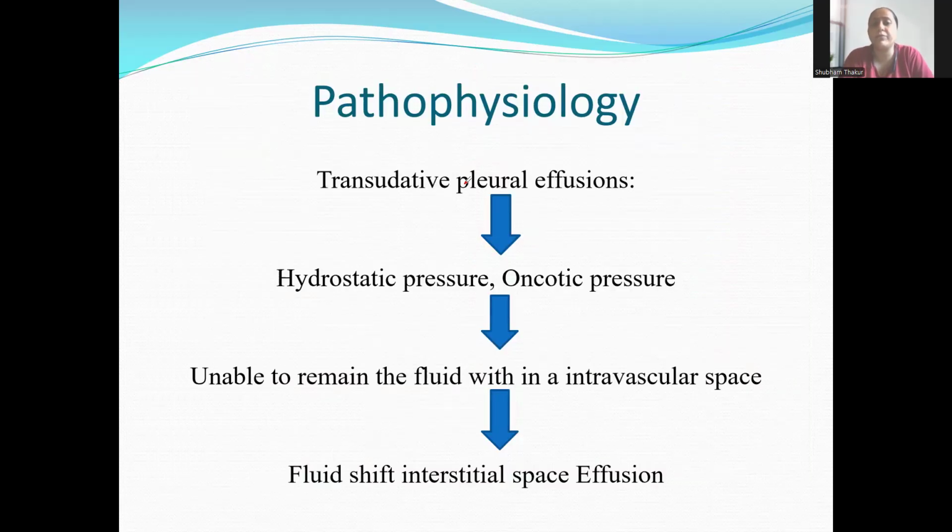So, next is pathophysiology. In transudative pleural effusion, it will be due to increased hydrostatic pressure and increased oncotic pressure inside the capillaries. Once increased pressure is there, the fluid is unable to remain inside the intravascular spaces. Once it starts, hydrostatic pressure starts increasing, and the plasma cannot stay inside the capillaries properly. So it will start moving from the capillaries and shift into the spaces.